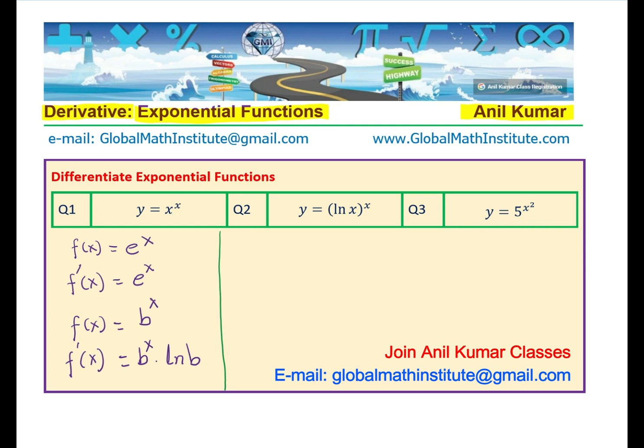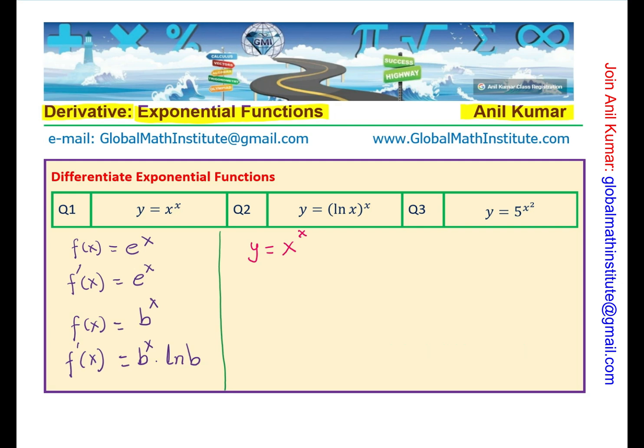However, in the first example which you see, what is the question? We are given y equals x to the power of x. So we have variables on both sides, and that makes it very difficult. And the same thing you see in the second question, which is y equals ln x to the power of x, and then we have 5 to the power of x squared, which is kind of b to the power of x. Perfect. How do we solve these questions is what we are going to look into in this particular video.